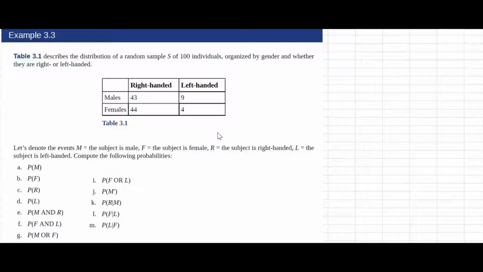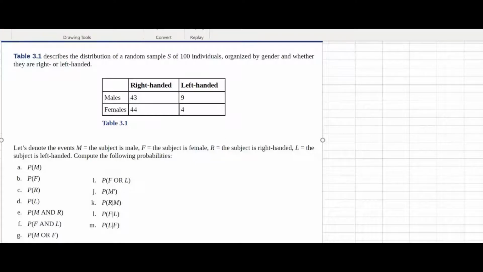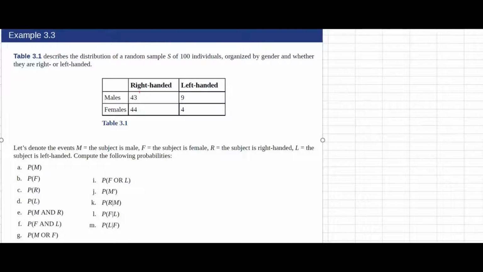So basically we have four categories that we organized the individuals in the survey into. We have males who are right-handed and males who are left-handed. We have 43 males who are right-handed and 9 males who are left-handed. And then we have 44 females who are right-handed and 4 females who are left-handed out of the 100 individuals. That means if you add all of these numbers, you're going to end up with 100 individuals.